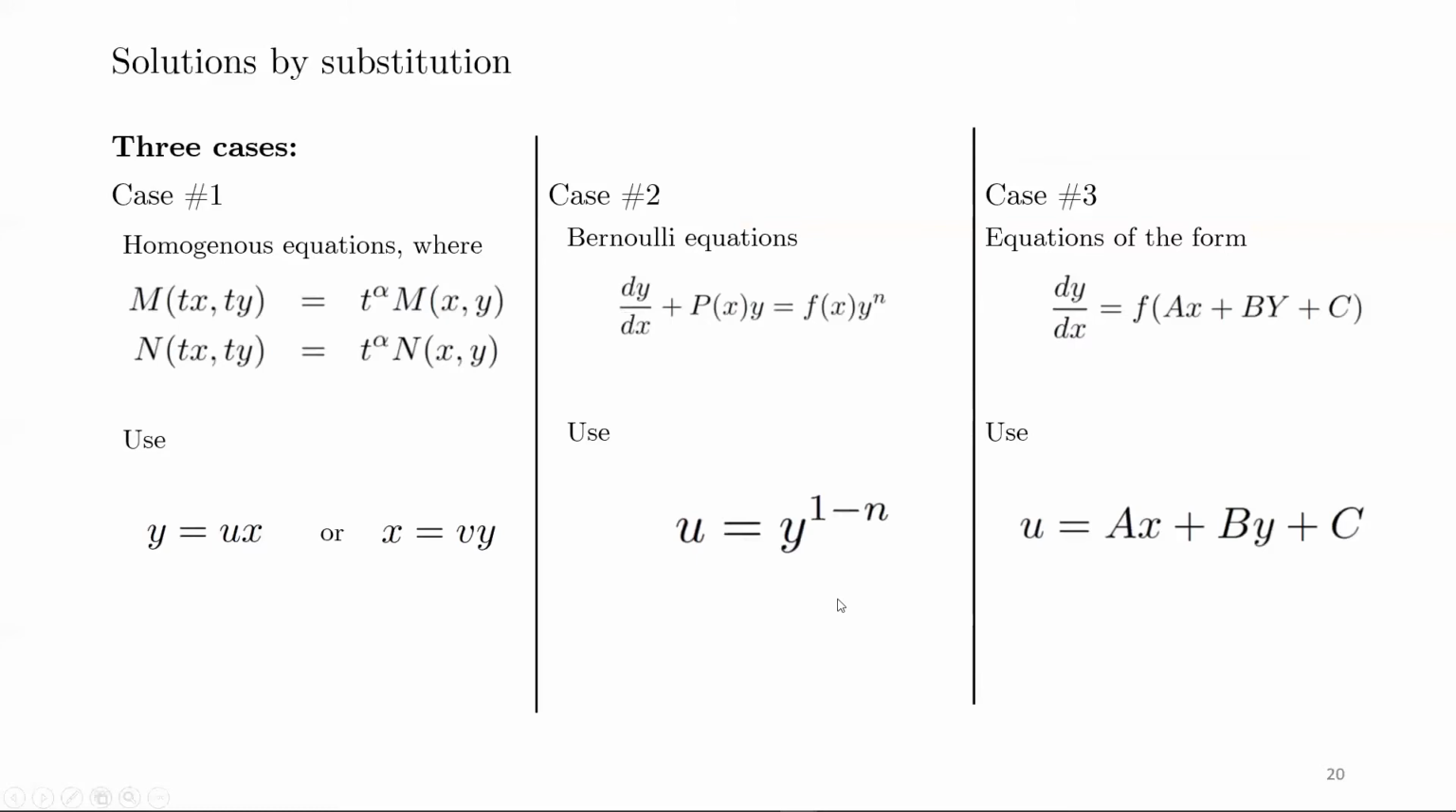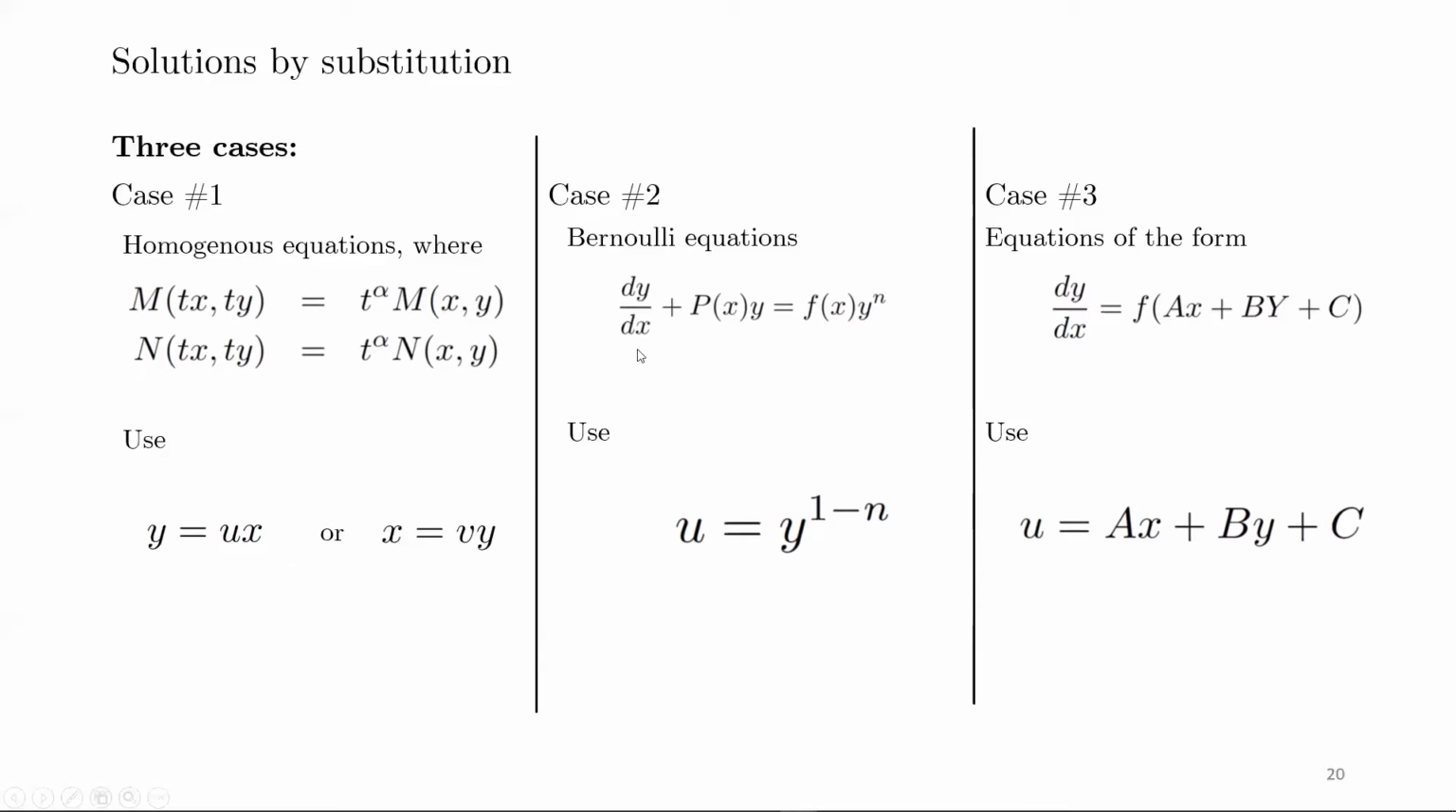Okay, so summarizing the three cases here. If you have a homogeneous equation where you evaluate m and n at tx and ty, and we get that m evaluated at tx, ty is equal to m evaluated at xy times t to the power of alpha, and n evaluated at xy multiplied by t to the power of alpha, for the same alpha for both of these equations, then we're going to use the substitution y is equal to u times x.